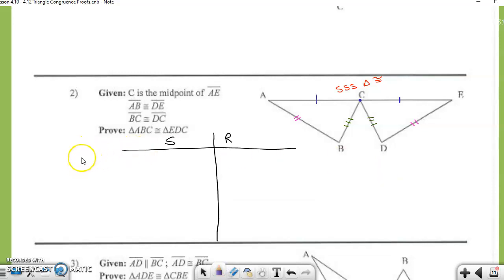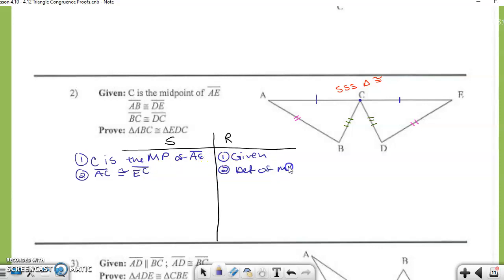So I'm going to start off with that first statement that I used. C is the midpoint of AE, of segment AE. That was given to me. I used that given information to notate that AC is congruent to EC. I used my definition of midpoint to add that notation.